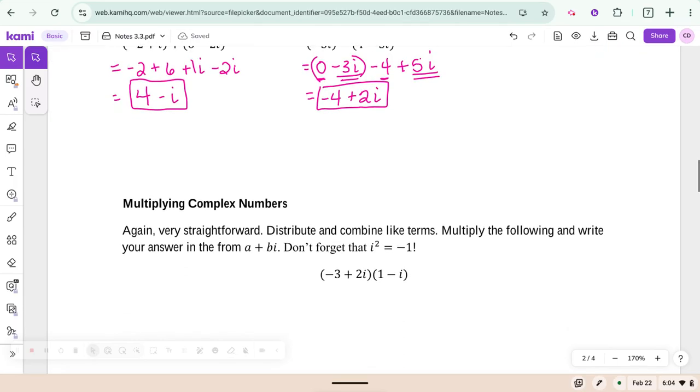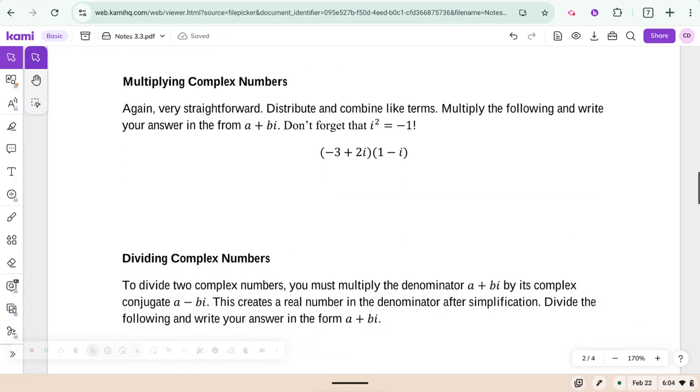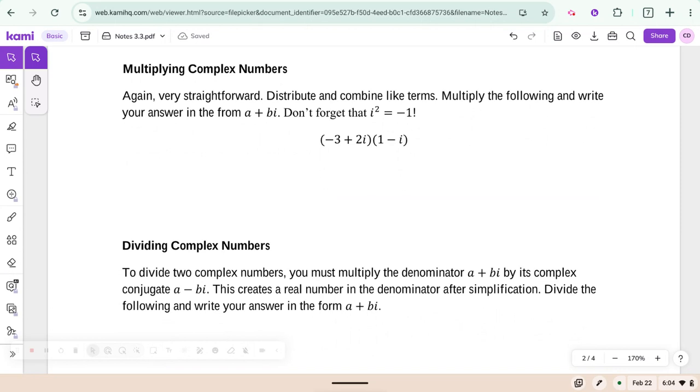So even though i is not a variable, it behaves as if it is one when you're doing certain things in algebra. If we multiply complex numbers, it's just like multiplying two binomials with variables. Just don't forget this little tidbit of information: i squared is negative 1, and also we want to leave our answer in standard form, a plus bi.